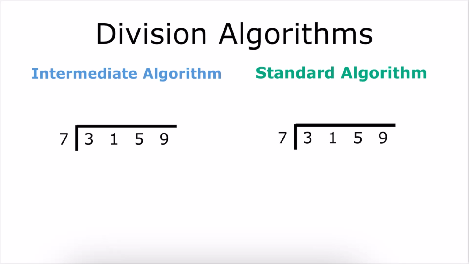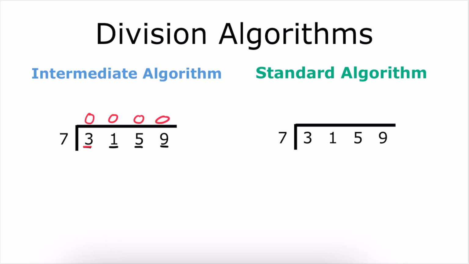So if we had 3,159 divided by 7, I would have 3 thousands, 1 hundred, 5 tens, and 9 ones that I'm trying to split up into 7 groups. And I would do this in phases. So I would say, okay, let's start with the biggest place value and divide that up. Well, if I only have 3 thousands, I can't split it up equally into 7 groups. So that means I'm going to have 0 thousands in my answer.